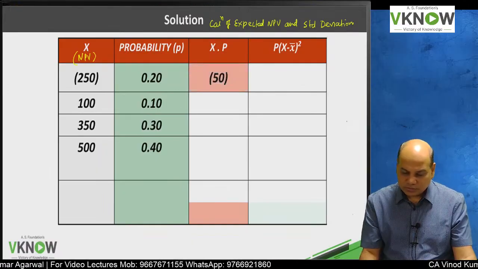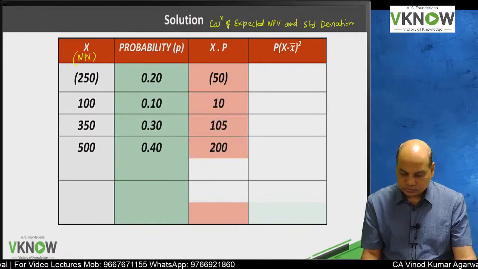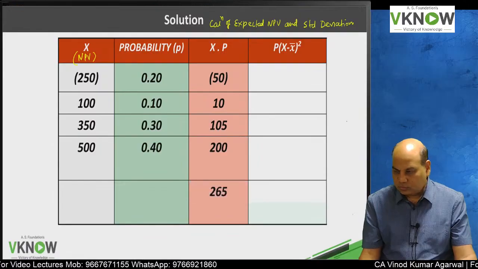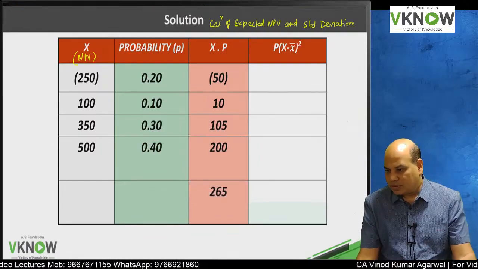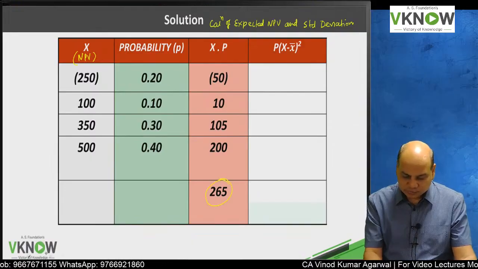Multiply the two now. Multiply the two. Take total. Multiply and take total. Please confirm 265 is right.